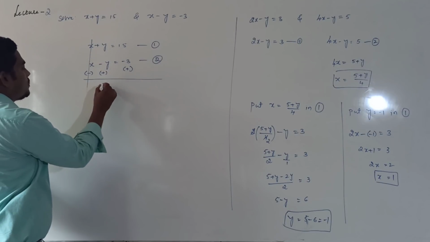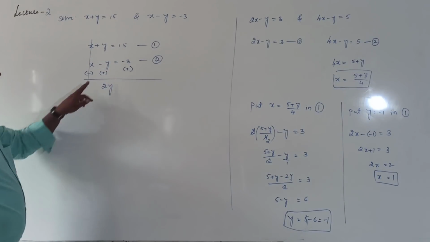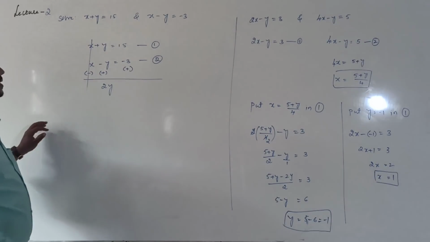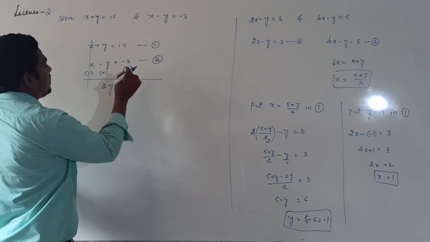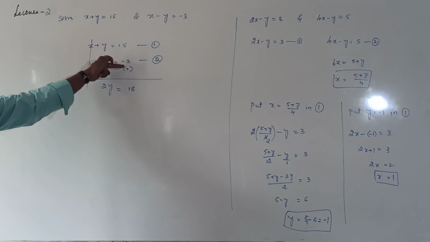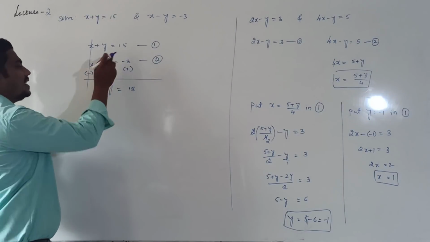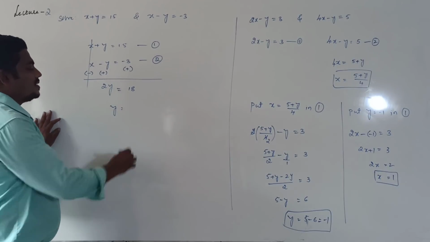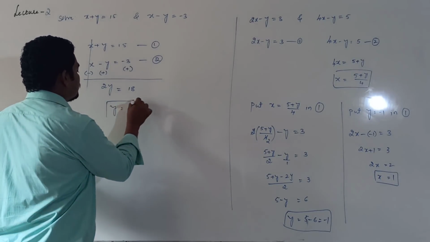y plus y is 2y. Its sign is not negative now, it is positive. Is equal to, it will be 18, that is 15 plus 3. Its sign is not negative now. Just reverse the signs. Then y equal to 9.